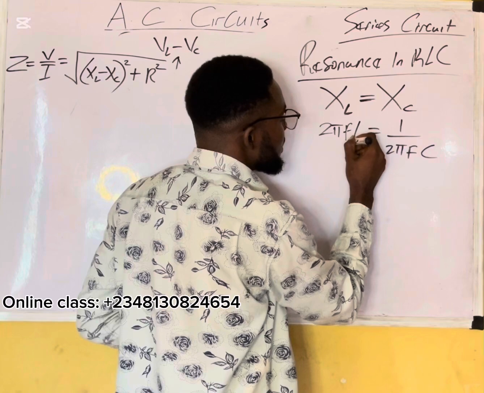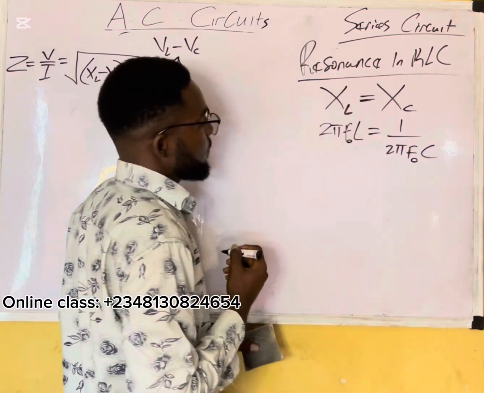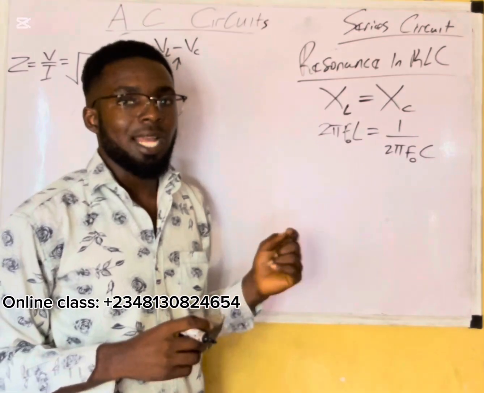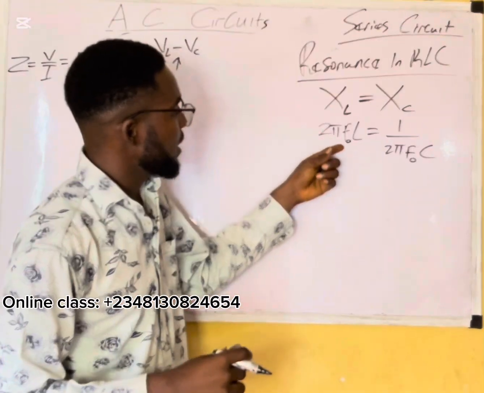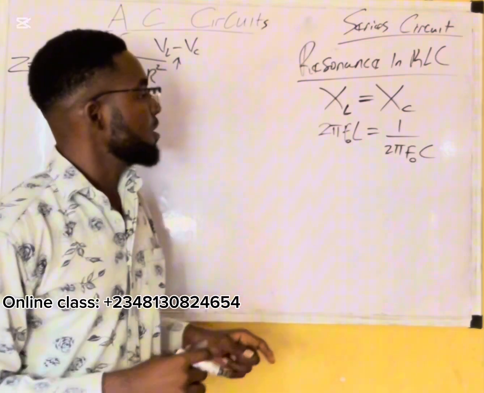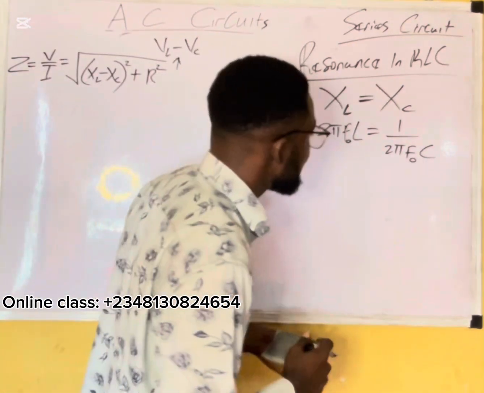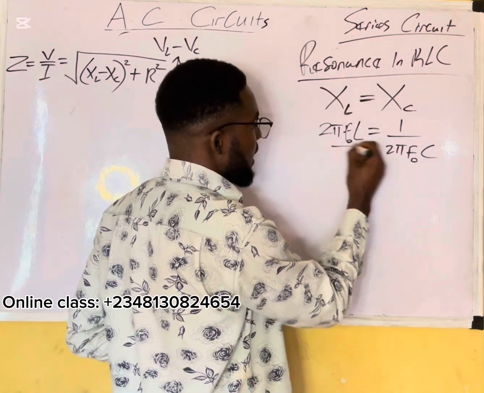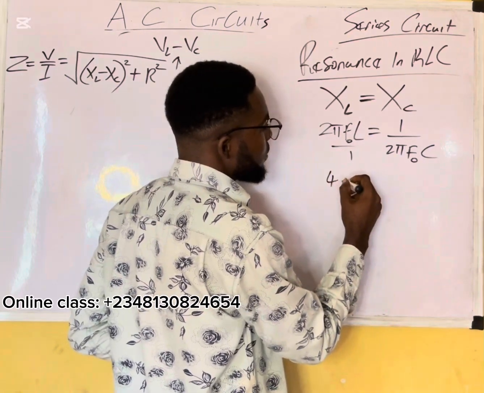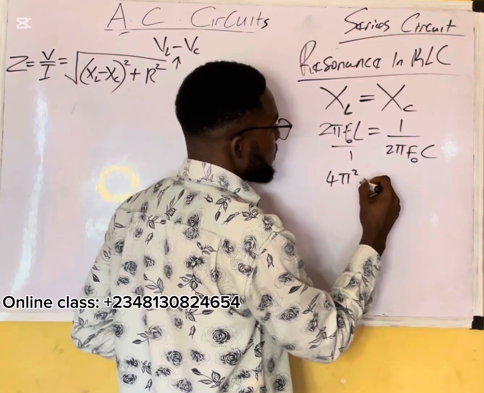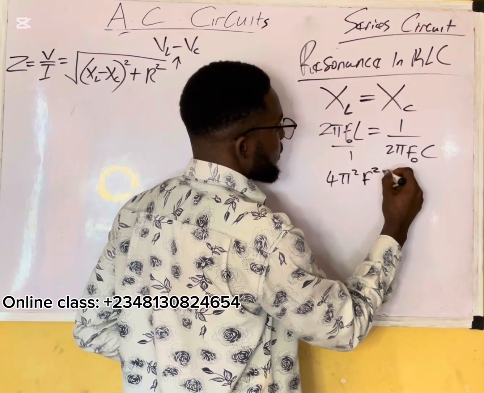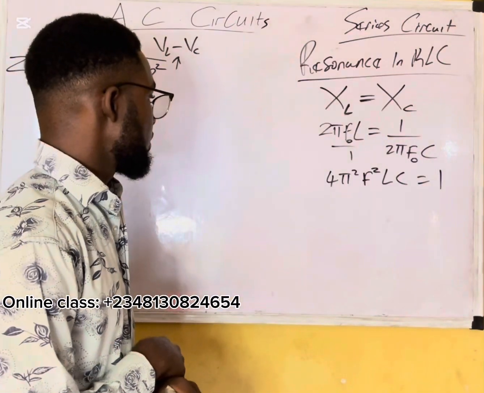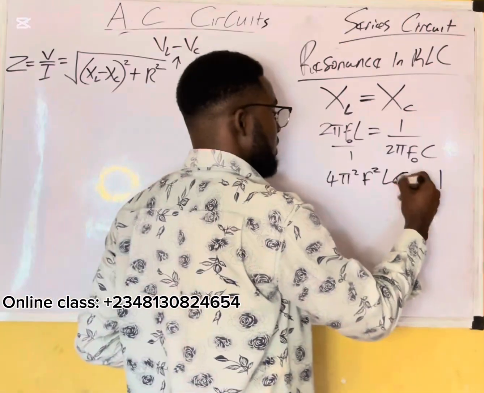So for resonant frequency, let's use F naught. For these two to be equal to each other, at what frequency should this happen? At the resonant frequency, F naught. If we cross multiply, we have 4 pi squared, F squared, LC equals 1. LC equals 1.